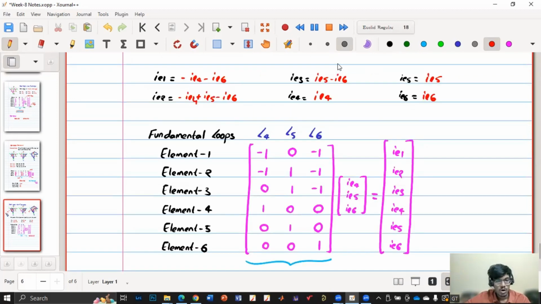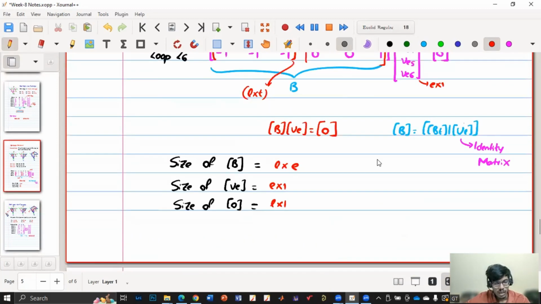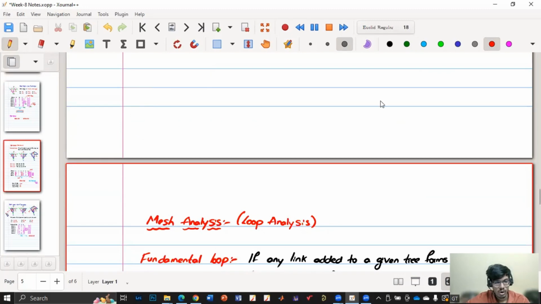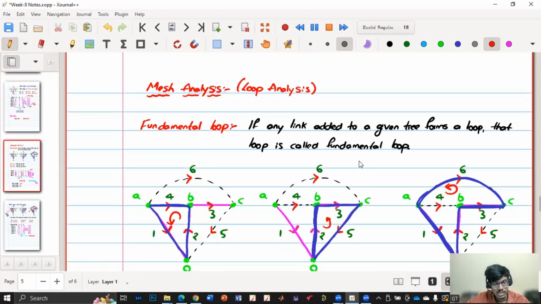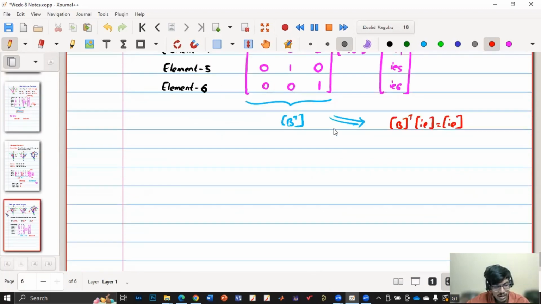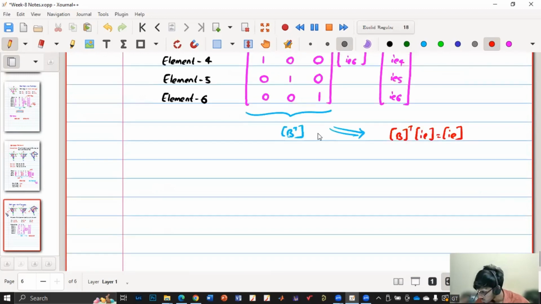So we again got two equations similar to what we got in nodal analysis, or sorry, mesh analysis. In mesh analysis we have A into I equal to 0, A transpose into Vn equal to Ve. Similarly, in the loop analysis, we got two equations. Let me write those two equations. So this is loop analysis.